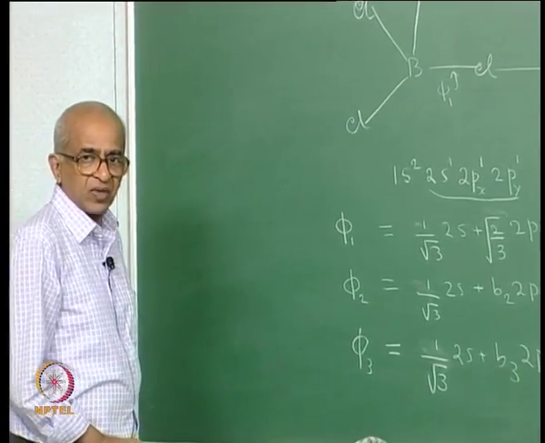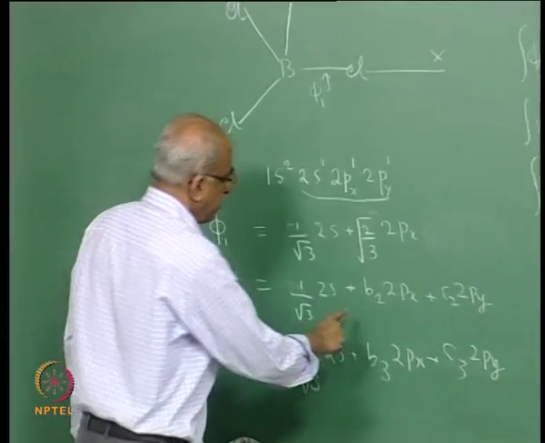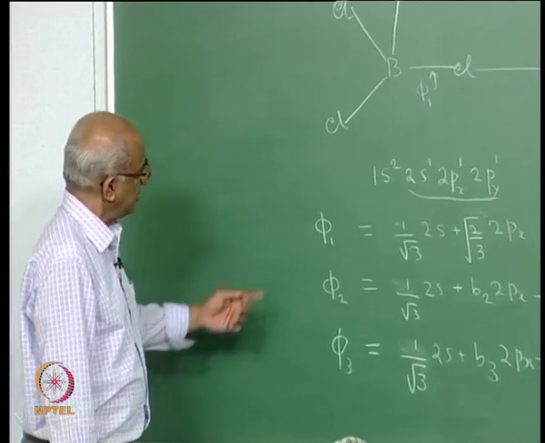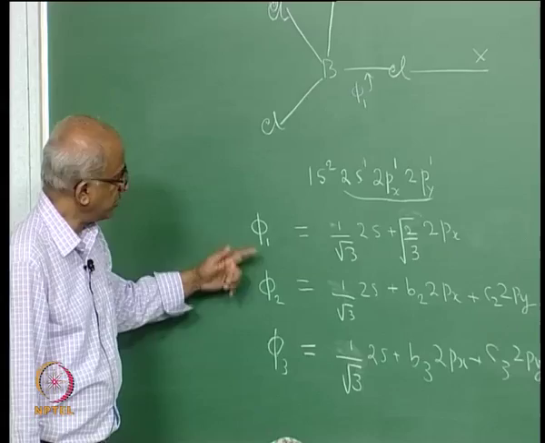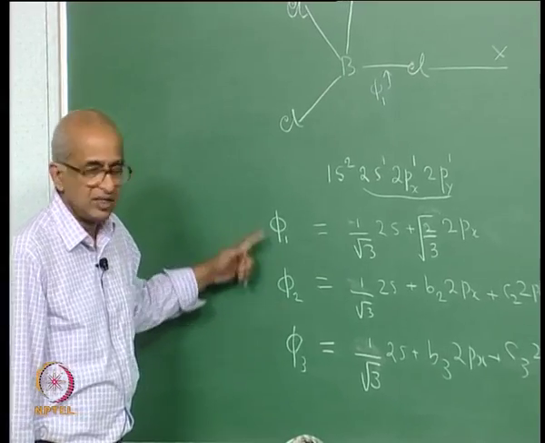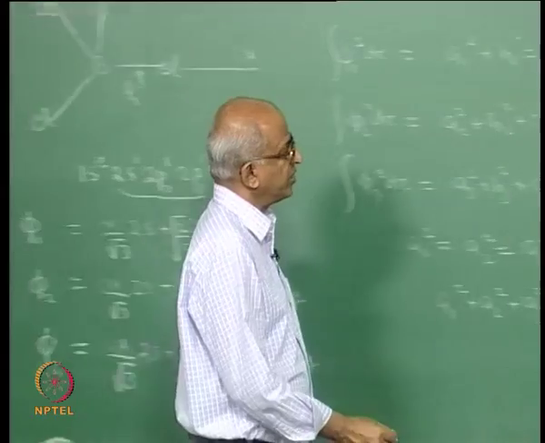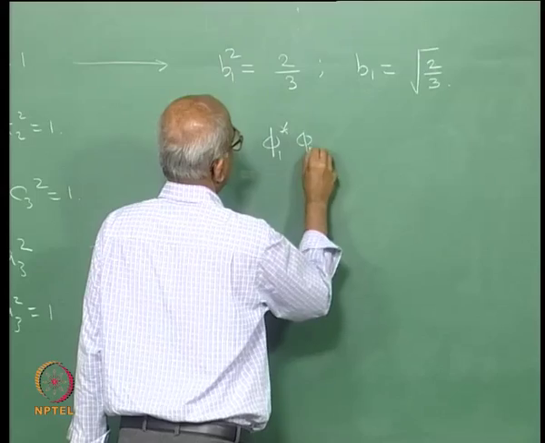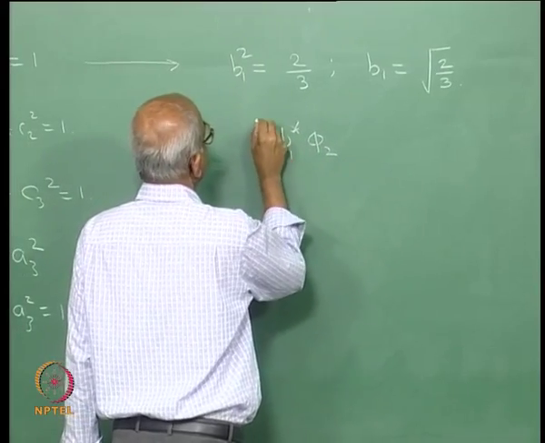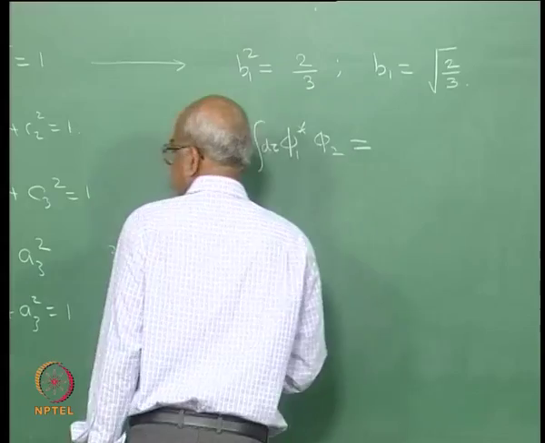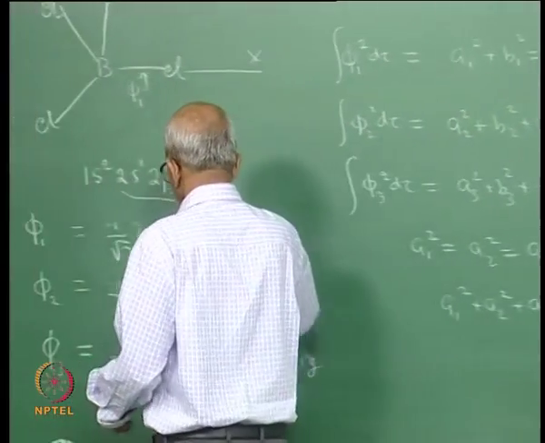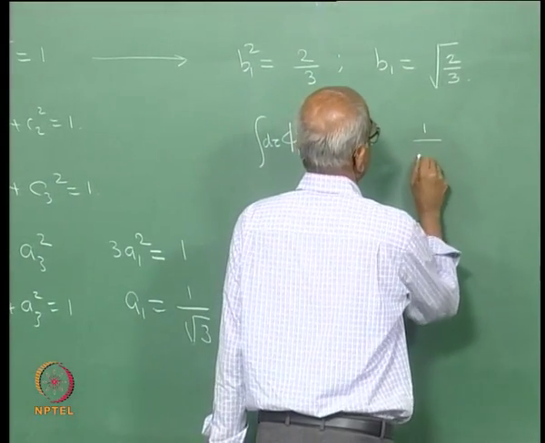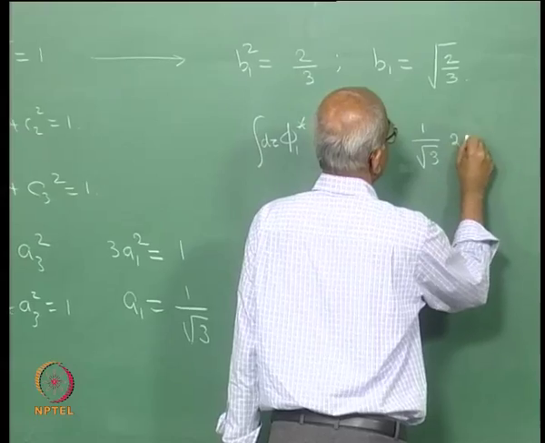Fine. And now, I would like to determine B 2. How will I determine B 2? The answer is, I impose the condition that phi 1 and phi 2 have to be orthogonal. So, if you multiply phi 1 with phi 2, again strictly speaking phi 1 star with phi 2, but star has no effect because everything is real, what is it that you are going to get? You have to multiply these two. Just for the sake of illustration, let me do this multiplication.